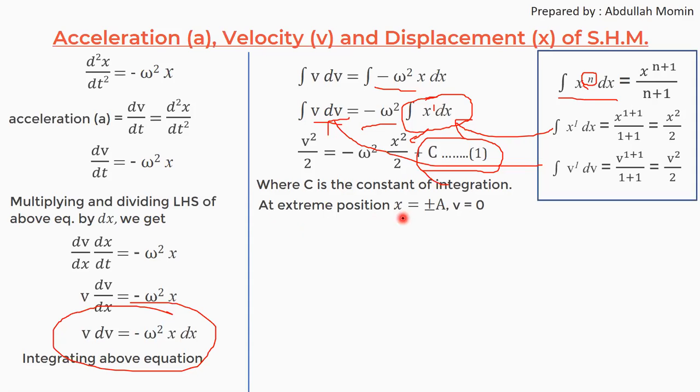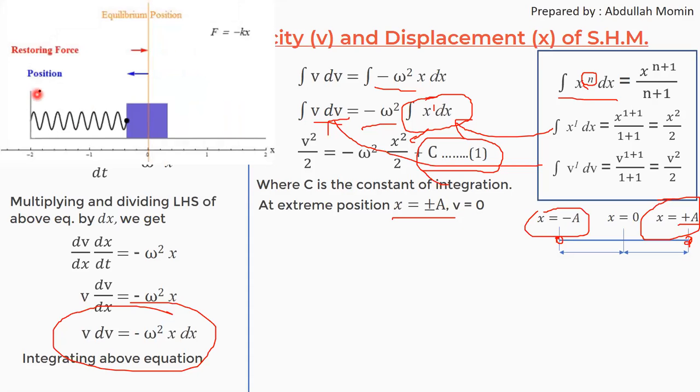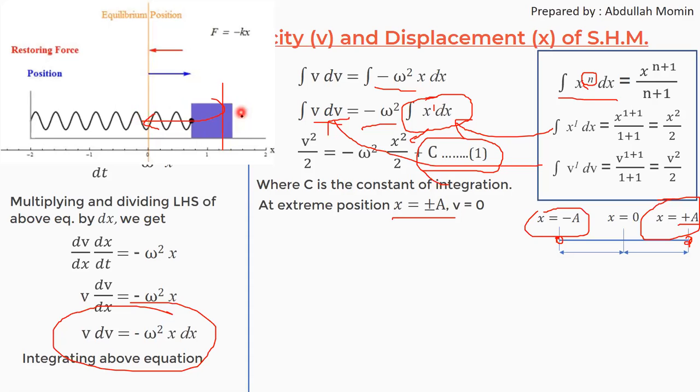Now at extreme position, the displacement is either minus a or plus a. When the particle is at the positive extreme position, its displacement is plus a. When the particle is at the negative extreme position, its displacement is minus a. Now you can see this in this animation. When a particle is at extreme position, it is going to come back towards the mean position, and at the point from which it is returning back, it stops for a fraction of a second. Due to this, the velocity will be minimum or zero.